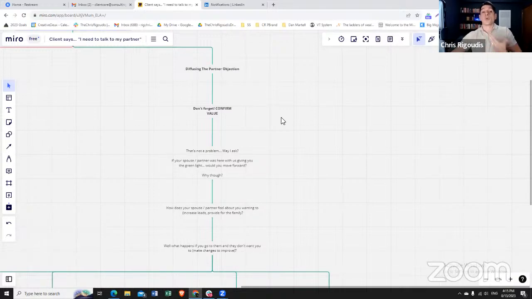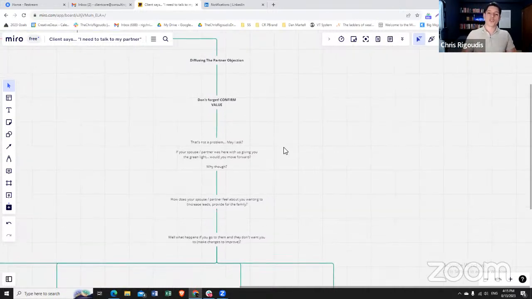This is my only way of checking for the smoke screen, because right now what they've done is they've abdicated responsibility to that third party. And if I start attacking the third party, I forget about the main player I'm looking at on the call. So what's the language I want to use? That's not a problem. Or, yeah, that's fine. May I ask? I'm asking for permission. I'm diffusing and I'm asking for permission.